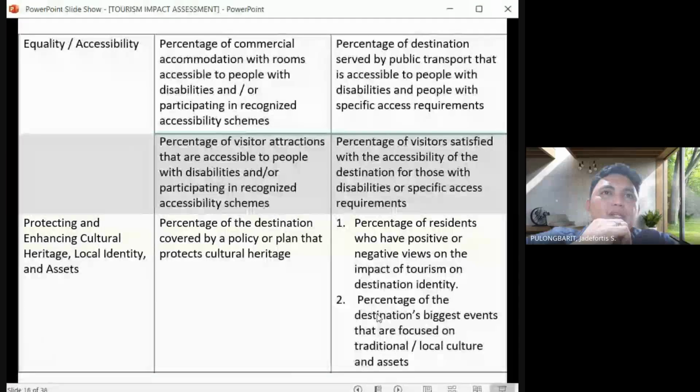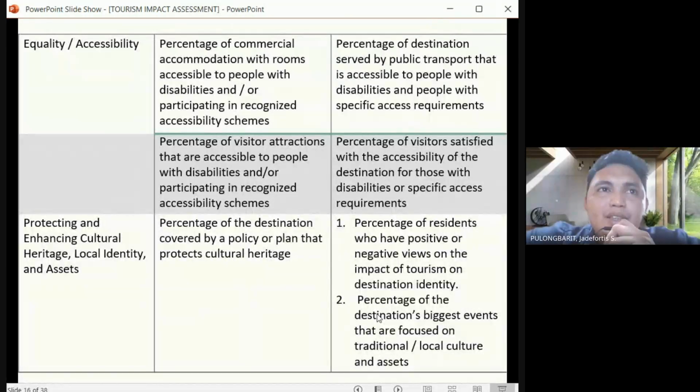Another one: percentage of visitor attractions that are accessible to people with disabilities and/or participating in recognized accessibility schemes. The optional one is the percentage of visitors satisfied with accessibility of the destination for those with disabilities or specific access requirements.